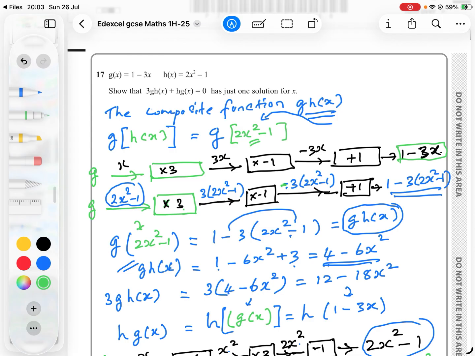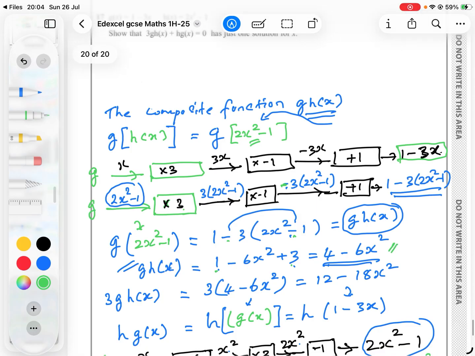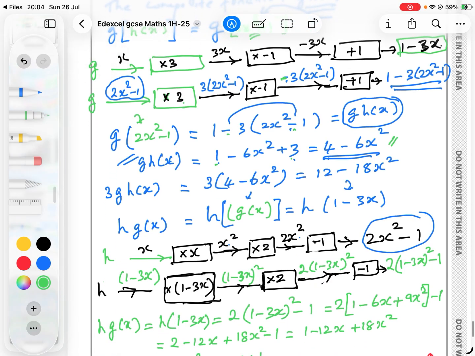So gh(x) equals, when you simplify, 1 minus 6x squared minus 3 times minus 1, plus 3. 1 plus 3 is 4, so 4 minus 6x squared. Now we find 3 times gh(x). So you have to times by 3: 3 times bracket 4 minus 6x squared. 3 times 4 is 12. 3 times minus 6 is minus 18x squared.